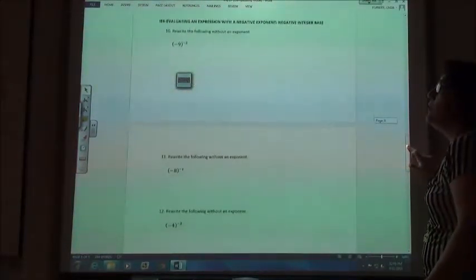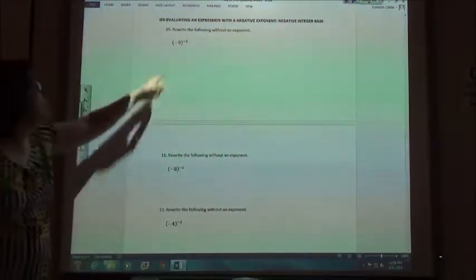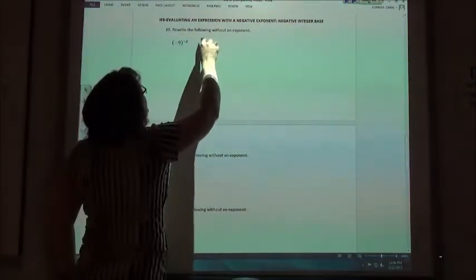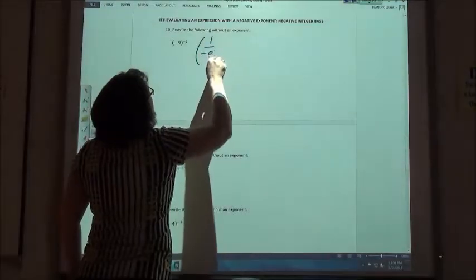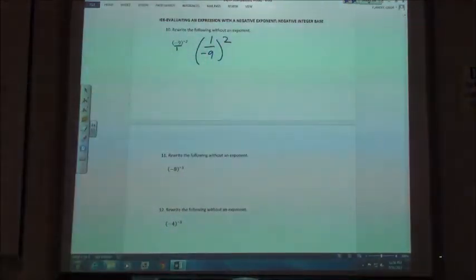So now we're going to do some where we have a whole number base. Well, what is the reciprocal of a -9? 1/9, negative 1/9, because that sign's not going to disappear, right? I'm going to write it like this, because -9 is really -9 over 1, so the reciprocal would be 1 over -9. I'm then going to square that.